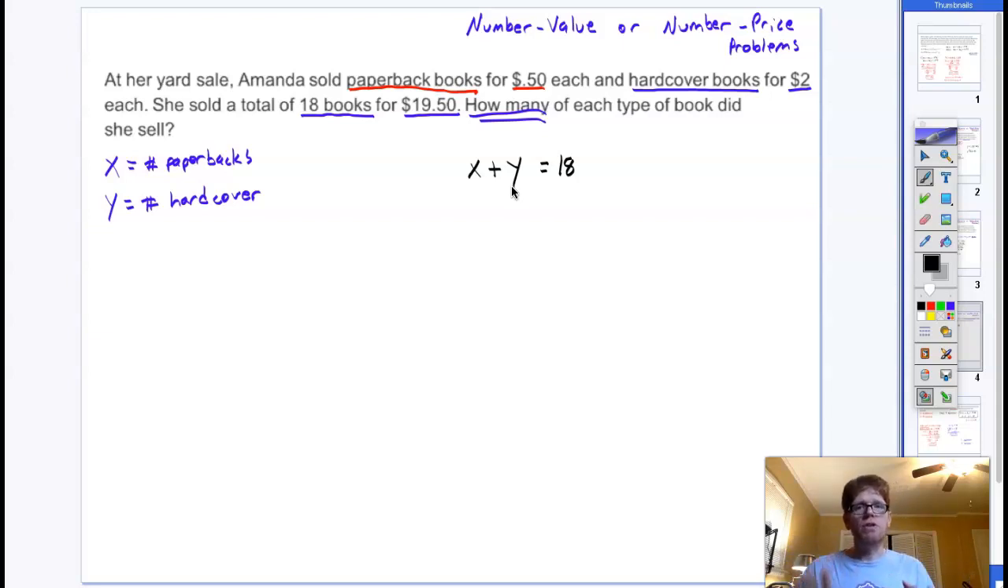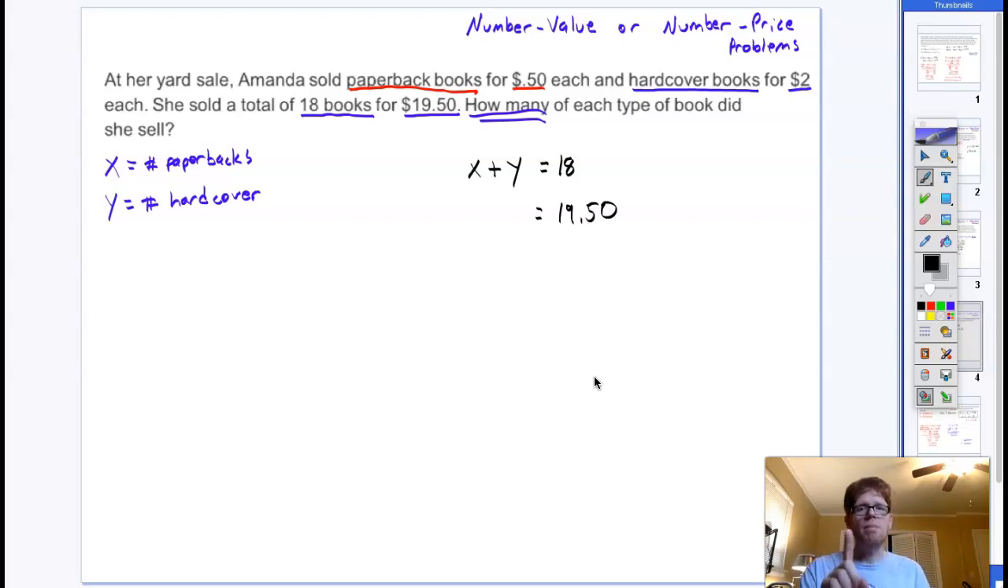Now, we're done with the number. What other information do we have? Well, we have the price of each one. So how can we find an equation using those prices? Well, we know that she sold a total of 18 books for how much? A total of $19.50. So write that down, $19.50. Now what is equal to $19.50? The cost of the paperback books times the number of paperback books.